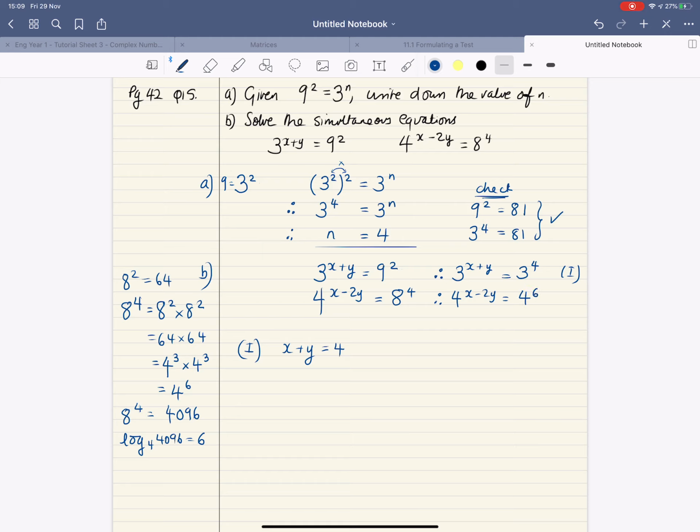So the way that I've done that, the quick route, is to work it out on your calculator. You can do 8 to the power 4 on your calculator. And then, because we want a base 4, do log to the base 4 of the answer, and it'll come up with 6. And that's how you can put that together there. So we call that equation 2.